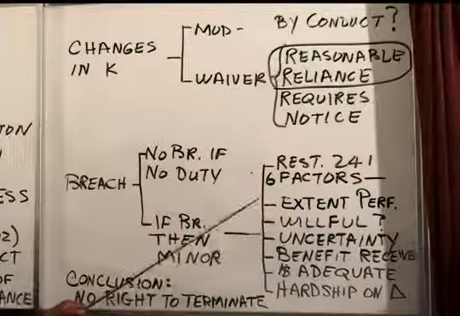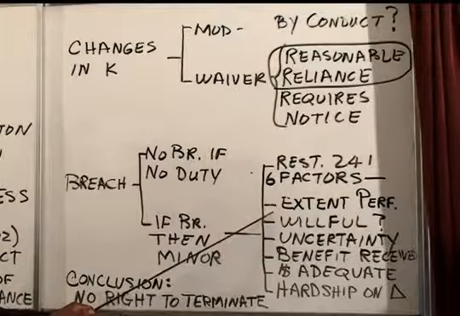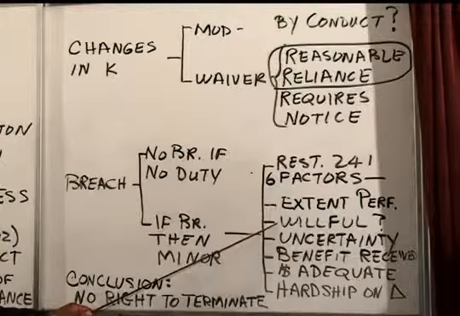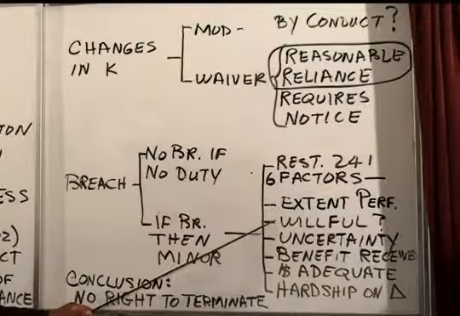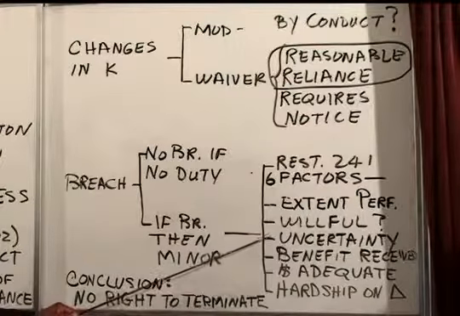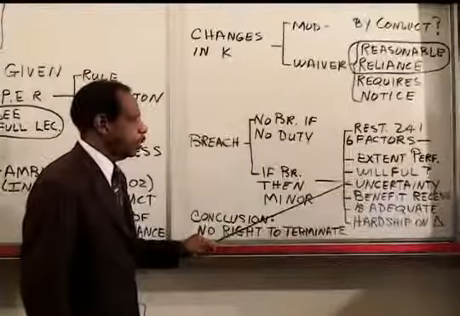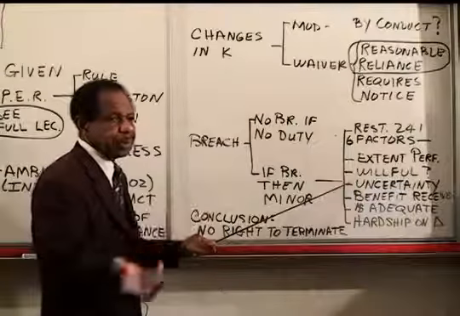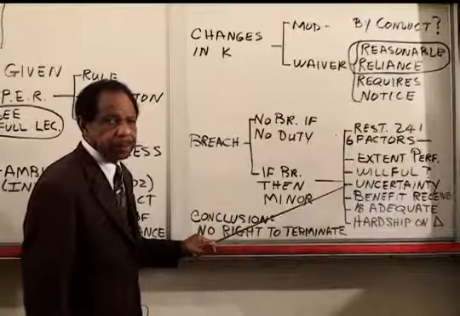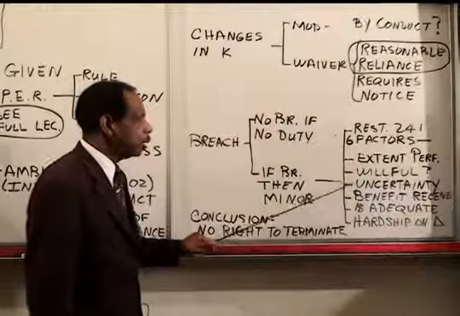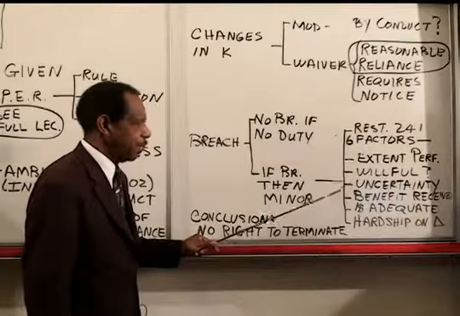Restatement 241, the extent to which performance has already been rendered, well, 4 years out of a 5-year contract. Was the breach willful? No, it wasn't willful. It was a mere misunderstanding. The uncertainty that the breaching party will complete the contract. Well, it looks here as though DISCO is perfectly willing to complete the remaining year, and so there's no uncertainty about that.